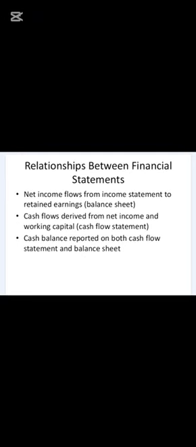Finally, we'll be looking at the relationship between financial statements, and there are three areas in which you can view this relationship. One is in the income statement, two is in the balance sheet, three is in the cash flow statement. So the ending cash balance from the cash flow statement is reported as a current asset on the balance sheet. The cash flow statement shows how cash moved in and out of the company, affecting the cash position reflected in the balance sheet.